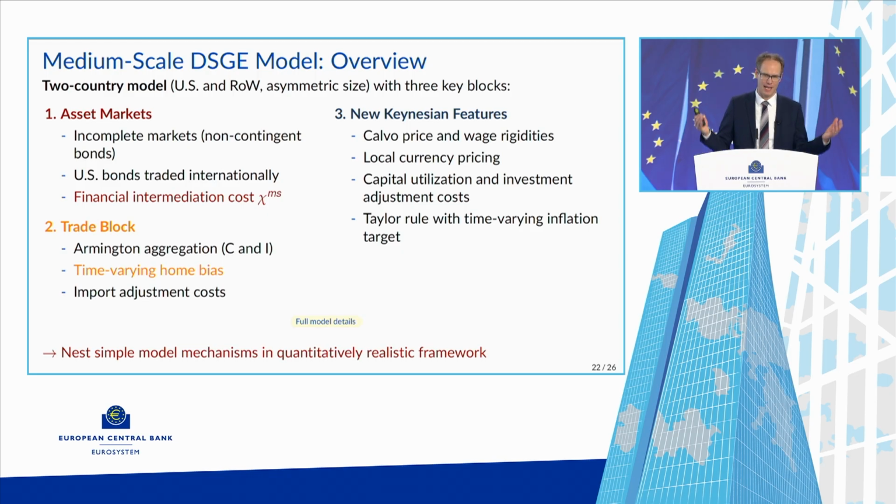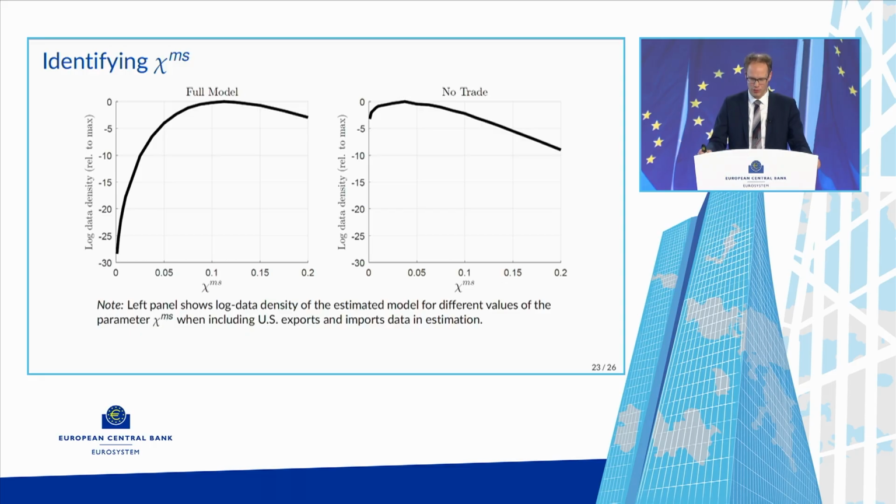So the DSGE model is, again, the core block is what I just described, and then we enrich it with the usual bells and whistles. We estimate it using time series data, and we do an exercise in which we fix the chi and then estimate the model for every chi again, to see where the log data density would peak. As you can see, it peaks here on the left side, where I have the full model.